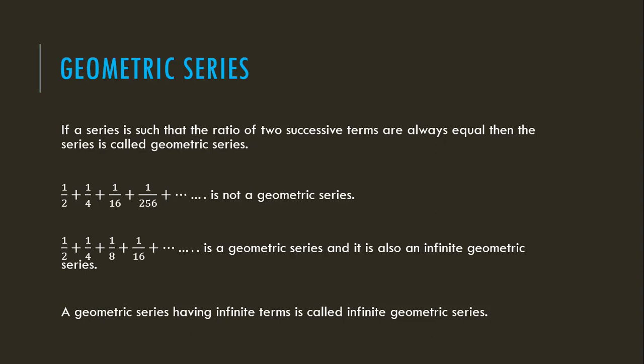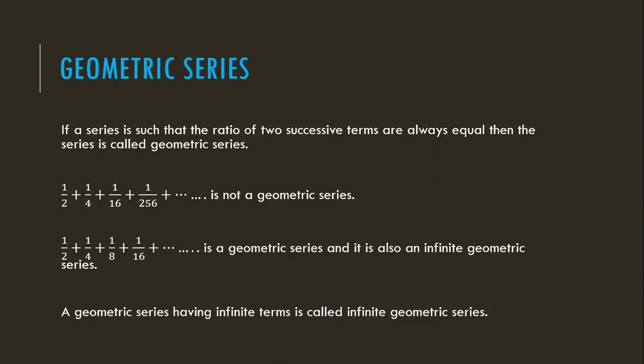In the second example, we can see that 1 by 2 plus 1 by 4 plus 1 by 8 plus 1 by 16 plus dot dot dot. This is a geometric series, and it is also an infinite geometric series. This is a geometric series because you can get the second term by multiplying half with the previous term. Therefore, 1 by 2 into 1 by 2 equal to 1 by 4.